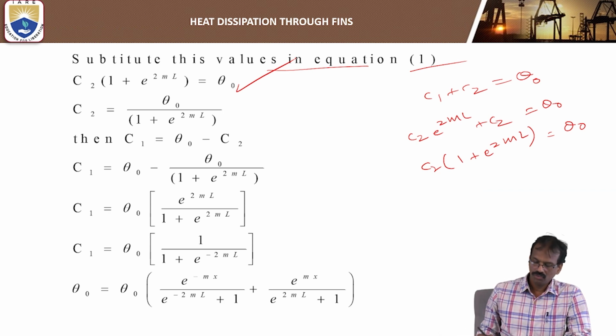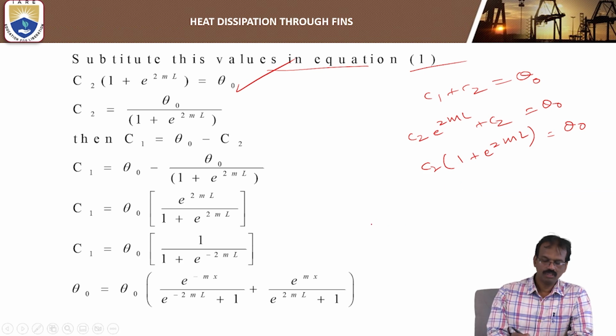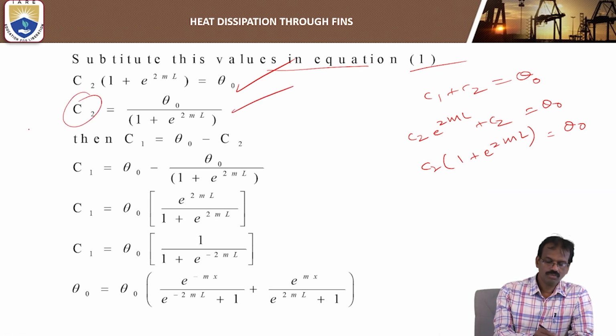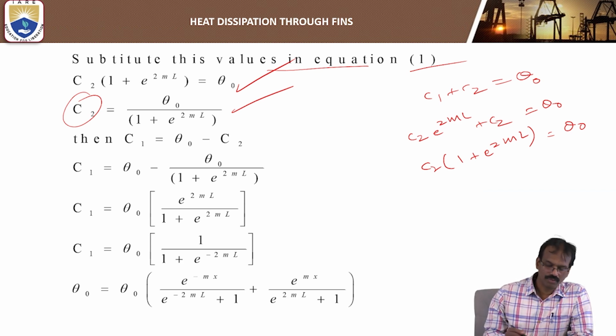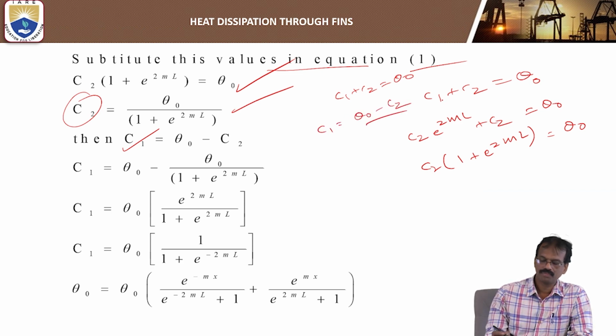So here you can see, C2 is equal to theta naught by 1 plus e to the power of 2ml. Okay. So then we got the C2 value. Then we have to find out the C1 value also, based upon equation 1. C1 plus C2 is equal to theta naught. Then you can find out the C1 value. C1 is equal to theta naught minus C2.